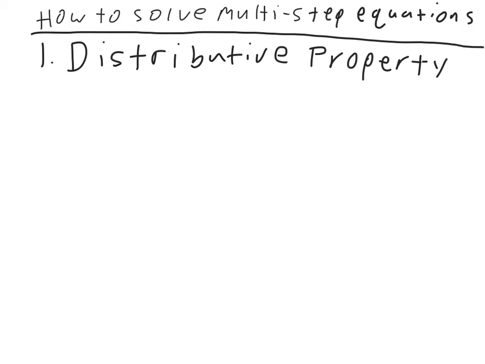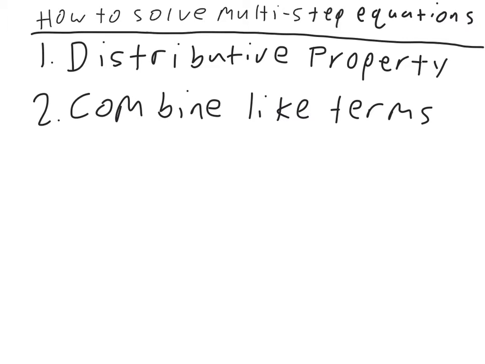Step 1 is to do the distributive property. So anywhere you have a number in front of a set of parentheses, remember you have to multiply that number by every term inside the parentheses. So do that everywhere you see the distributive property in the equation.